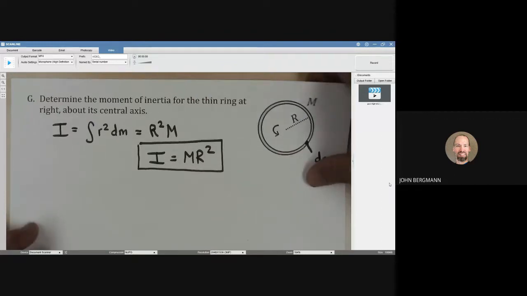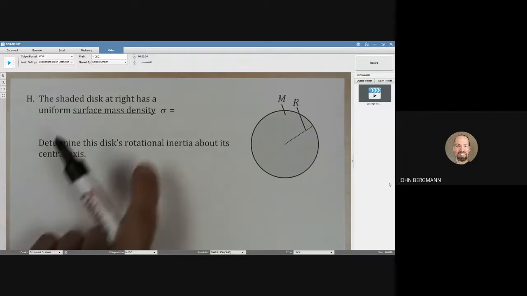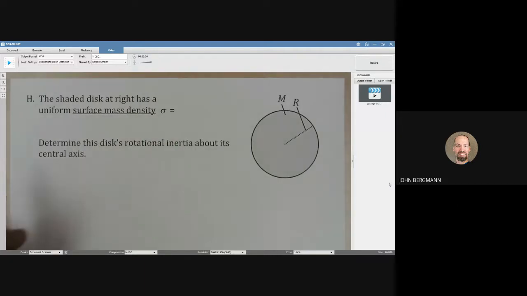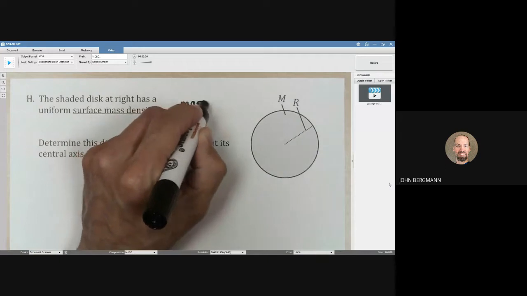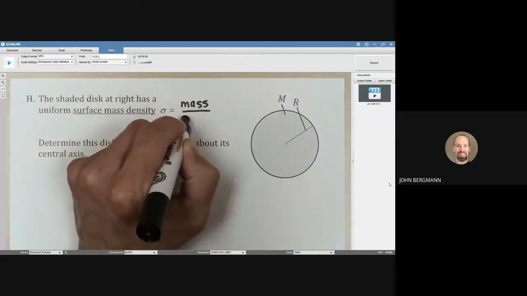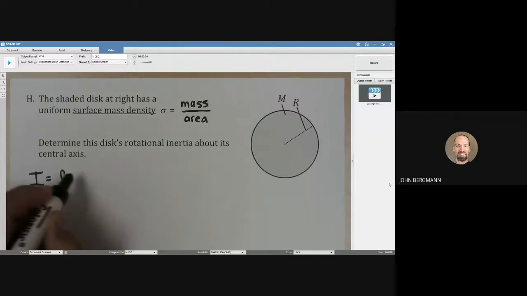The next one is a little bit more challenging. Here we have a disk that has a uniform surface mass density, and that's indicated by sigma. We met lambda a couple of videos ago, which was mass per length. Well, sigma is mass per area. So let's see if we can figure out this disk's rotational inertia about its central axis. The moment of inertia is the integral of r squared dm.